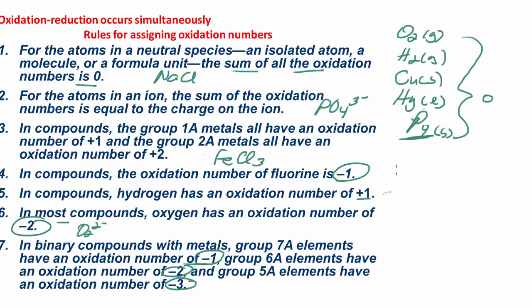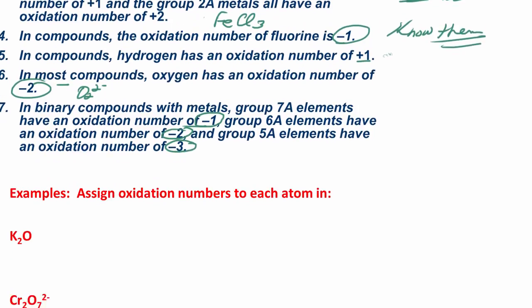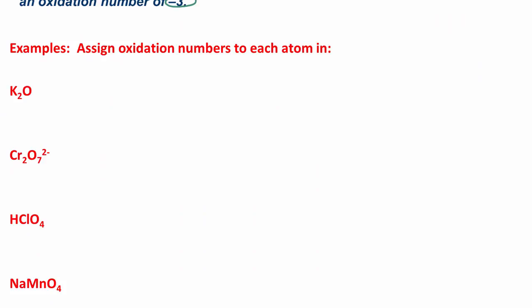So these rules, you need to know them. They're also in your textbook. Make sure that you know those rules. So let's go ahead and assign oxidation numbers to each atom in the following compounds.